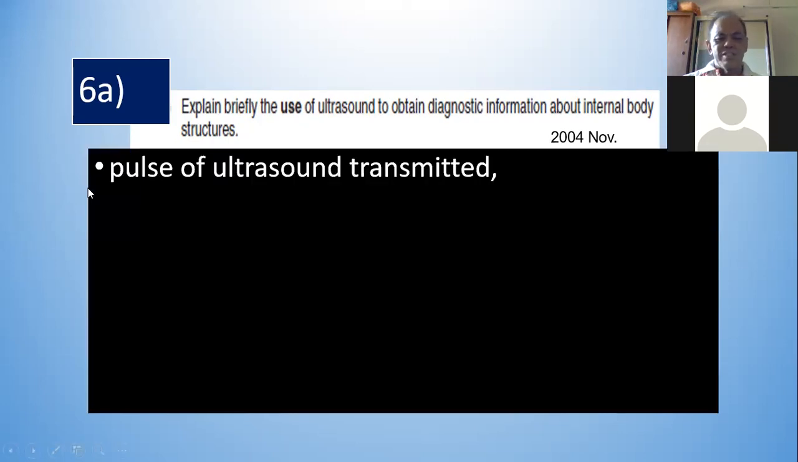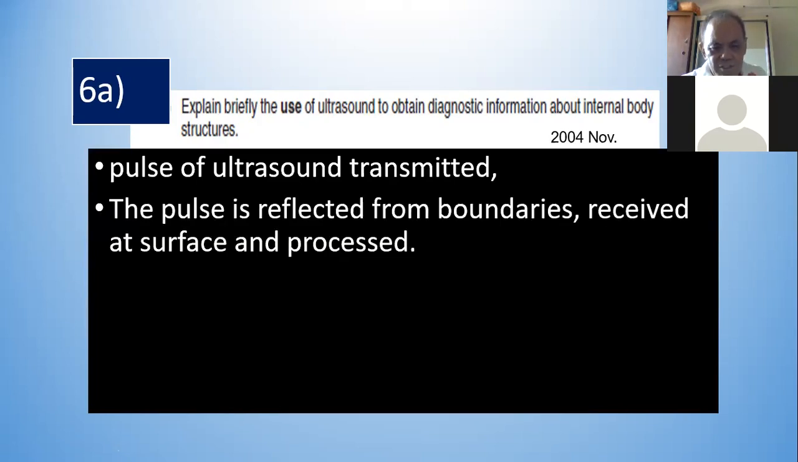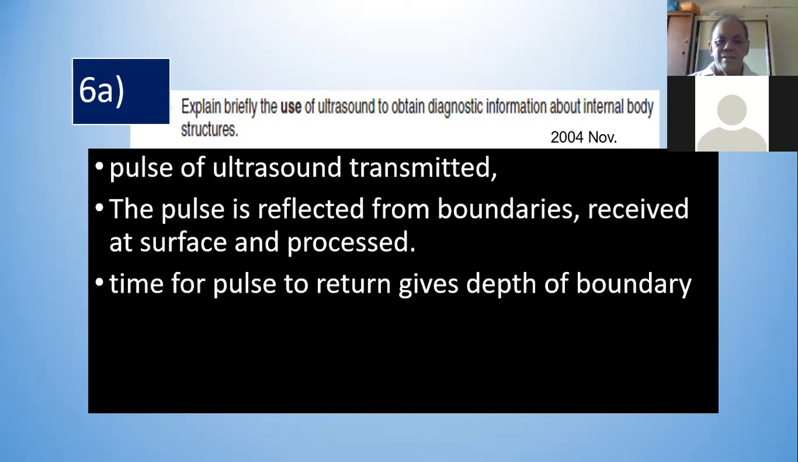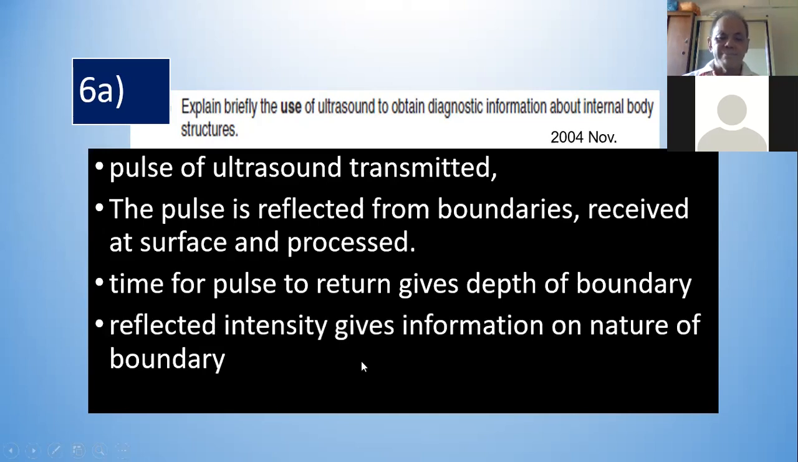So you place a transducer with a gel on the skin, and it transmits a pulse of ultrasound. Tell what happened to the pulse. The pulse is reflected from the boundary and received at the surface, and the received signal is processed. That's 3 marks already. The time for the pulse to return gives the depth. What does it indicate? It indicates the depth of the boundary, or the thickness. And then the reflected intensity gives information on the nature of the boundary. What type of boundary are they meeting?